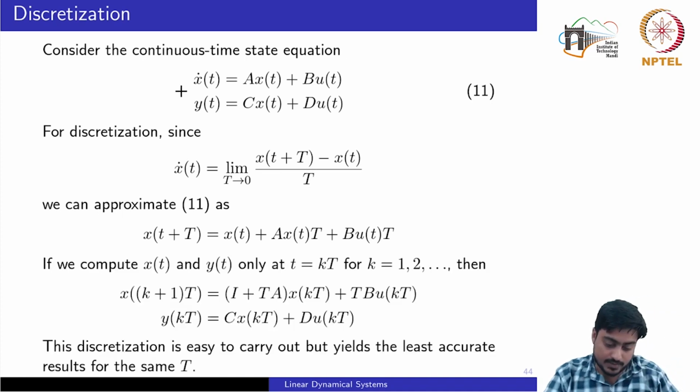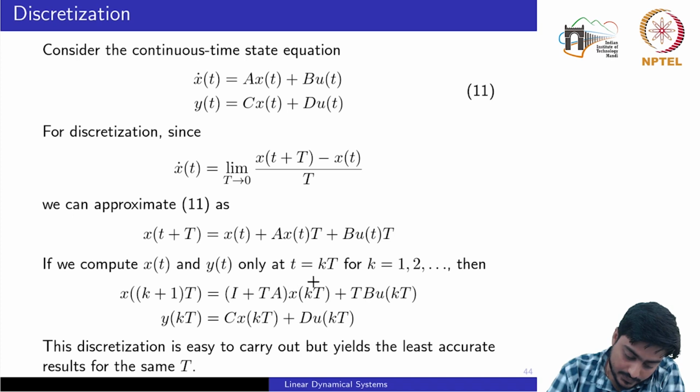And further, for simplicity, we can write that if we are computing the x(t) and y(t) only at t equal to kT, where T is my sample time and k is the sampling instance, starting from 1 up to infinity, then I could write x of (k+1)T is equal to, if I combine these two parts, it would give me (I plus TA) x of kT plus TB u of kT.